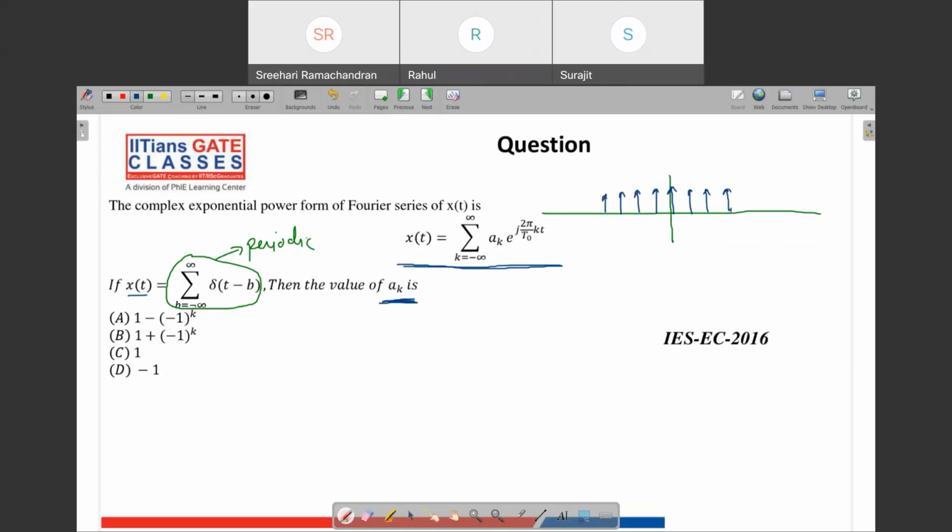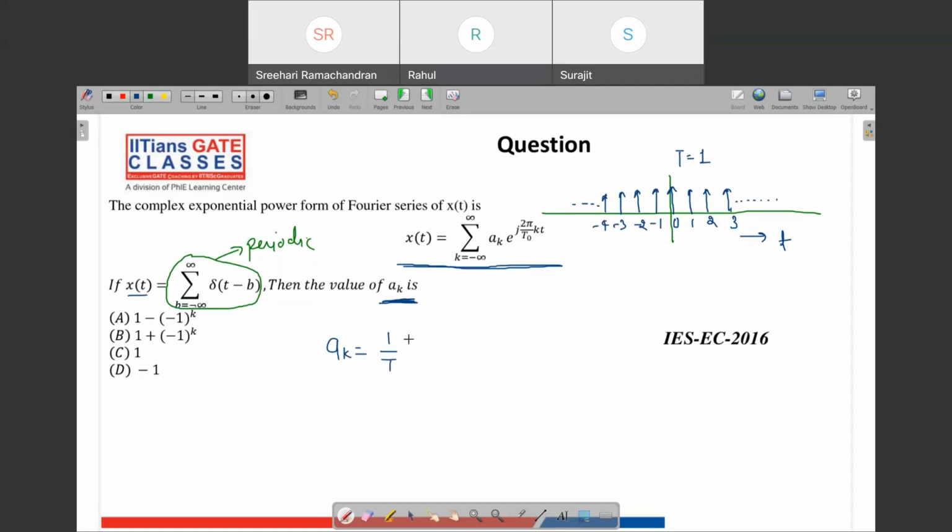Okay. So this is the time axis. For t equal to 0, t equal to 1, 2, 3, and so on, we are getting this impulse, and then similarly minus 1, minus 2, minus 3, minus 4. It will continue till minus infinity, and on the right side, it will continue till infinity. Okay. Now, if you see this signal, this is a periodic signal with period capital T equal to 1. Now, in this case, calculating a of k will be pretty easy.